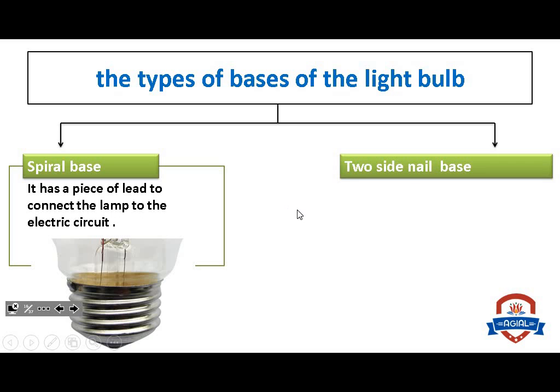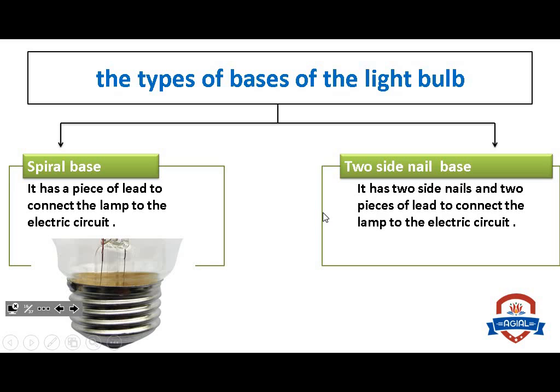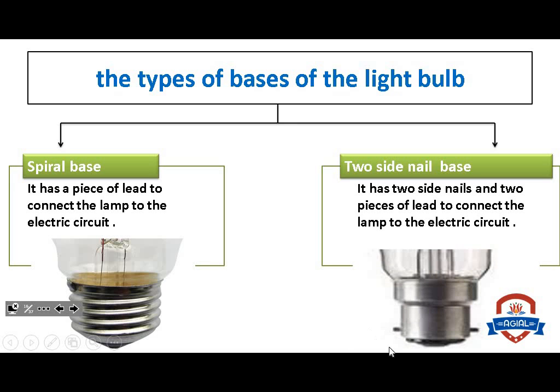The base number two, two side nails base. It has two side nails and two pieces of lead to connect the lamp to the electric circuit, as we see. So this base has two side nails or two pieces of lead to connect the lamp to the electric circuit.